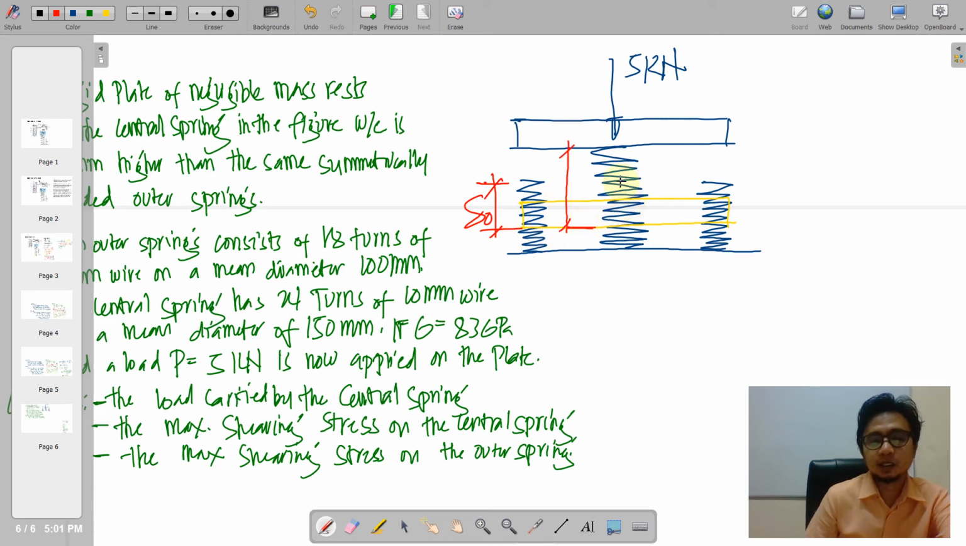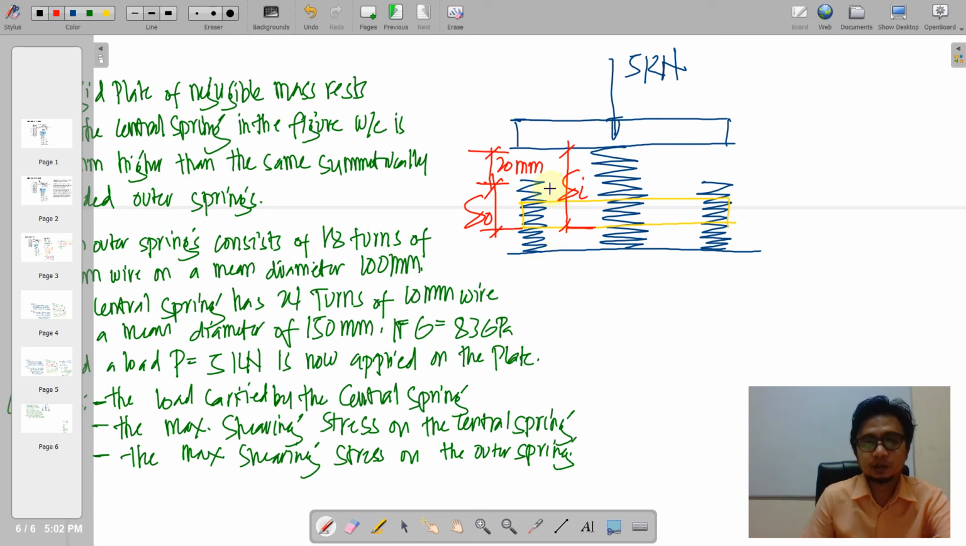Similarly, the central spring would also have its deformation. I'll just denote that by delta inner. So delta inner for the central spring and delta outer for these two identical springs here. We would also like to denote or place here the gap. So that is 20 millimeter gap.